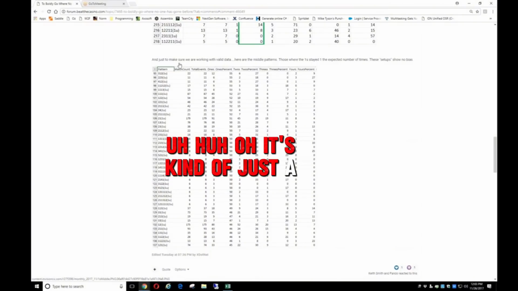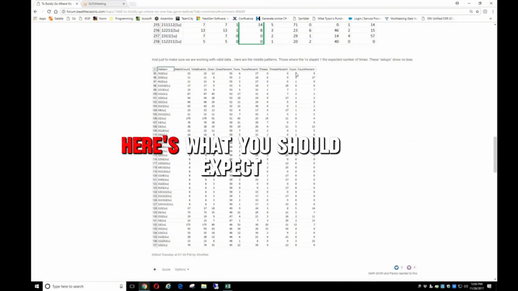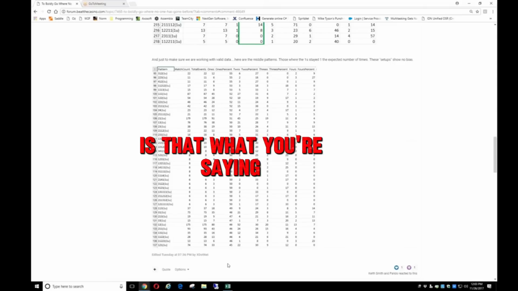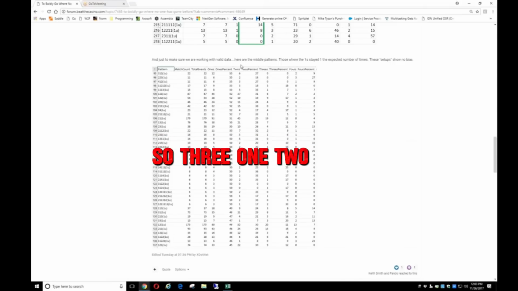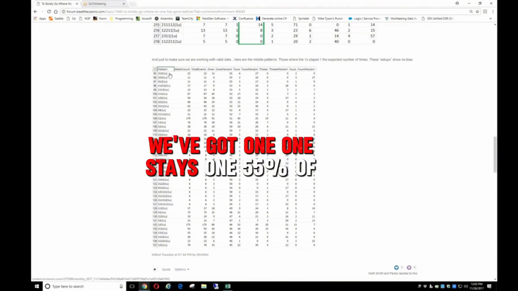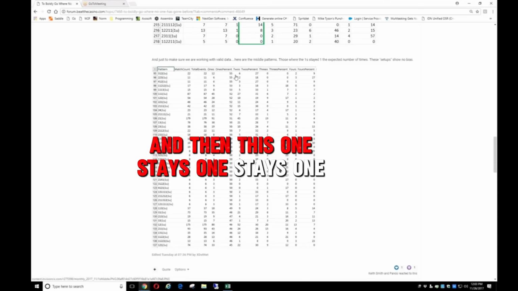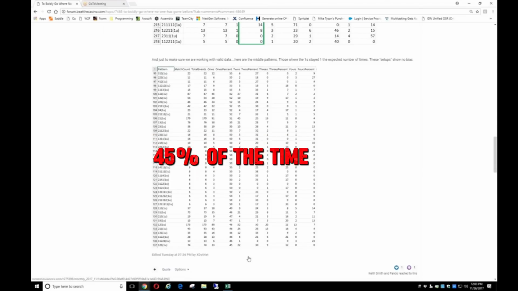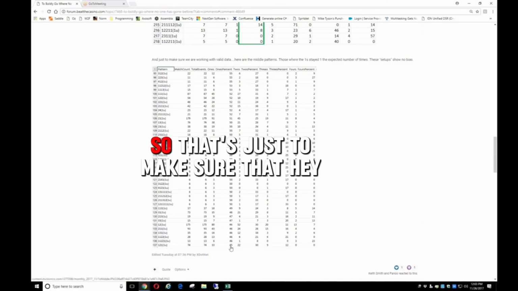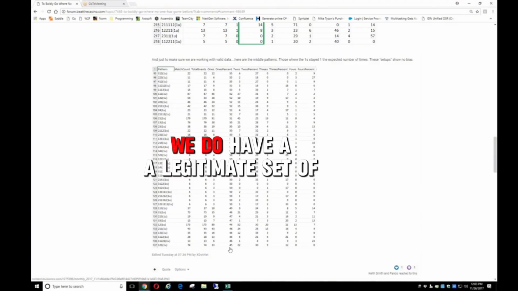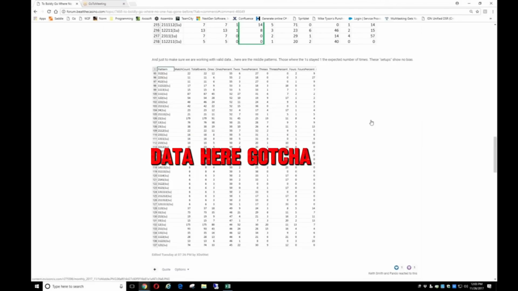Oh, it's kind of just a level set. Here's what you should expect. Is that what you're saying? Yeah, that's what this is. So 3-1-2, we've got 1 stays 1 55% of the time, and then this one stays 1 45% of the time. Okay. So that's just to make sure that we do have a legitimate set of data here. Gotcha.